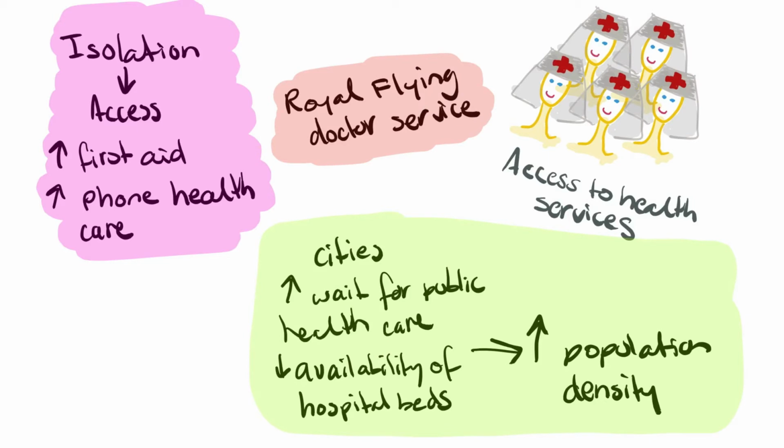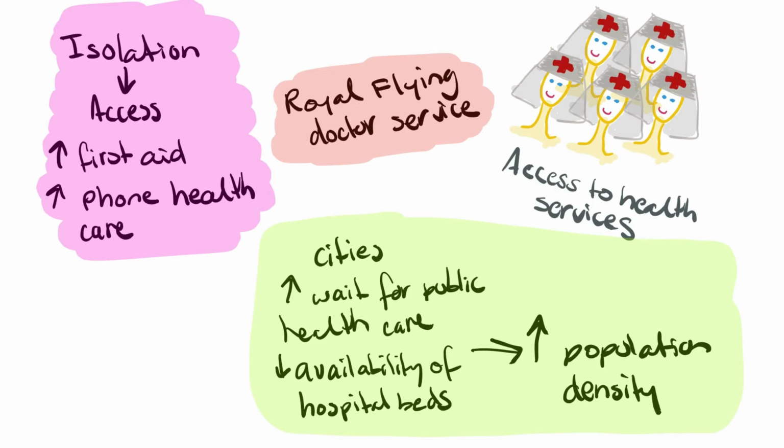So next we look at the access to health services. So generally speaking, with isolation, so those populations in rural and remote areas, there's a decreased access to health services. Because of this, there's an increased need for first aid, so people providing first aid to themselves or to people near to them. And there's also an increase in phone health care. So often because of their isolation, they may choose to ring through to a doctor, where the doctor or the ambulance will provide them with the necessary steps that they need to take to look after that person while they're waiting for health services to arrive.